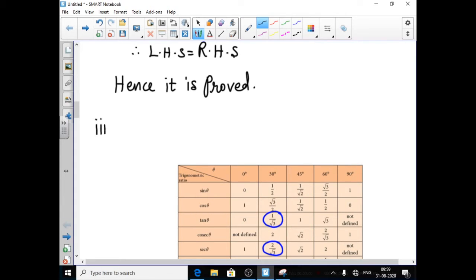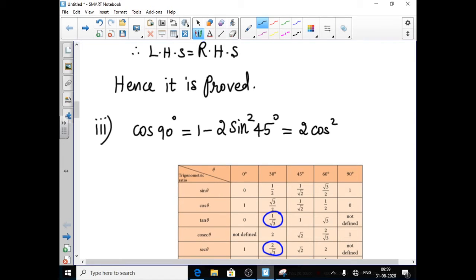The third subdivision is cos 90 degree is equal to 1 minus 2 sin square 45 degree, and it is also equal to 2 cos square 45 degree minus 1. Okay.